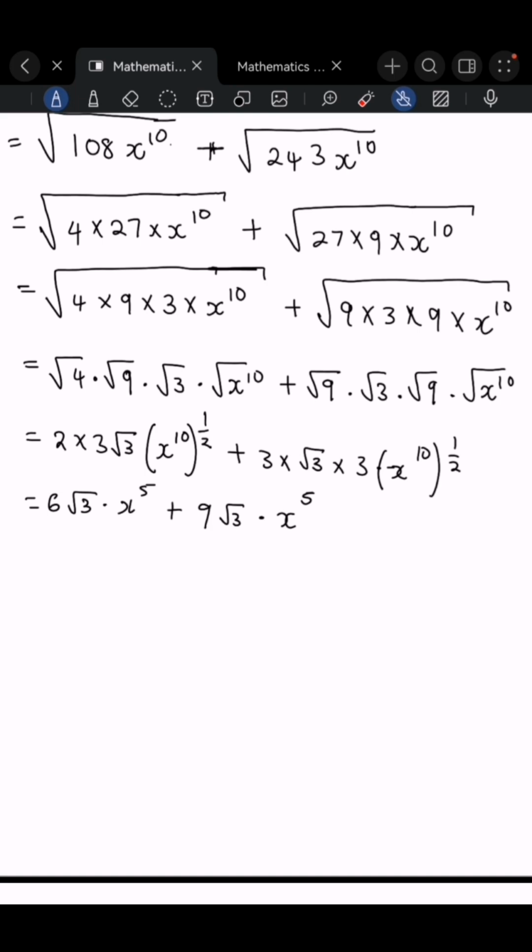From this we can see that x raised to the power of 5 and x raised to the power of 5 become like terms. So if they are like terms, 6 square root of 3 and 9 square root of 3 is going to be 15 square root of 3 times x raised to the power of 5. The proper way to write it would be 15 x raised to the power of 5 square root of 3. This is the simplified answer if they said simplify.